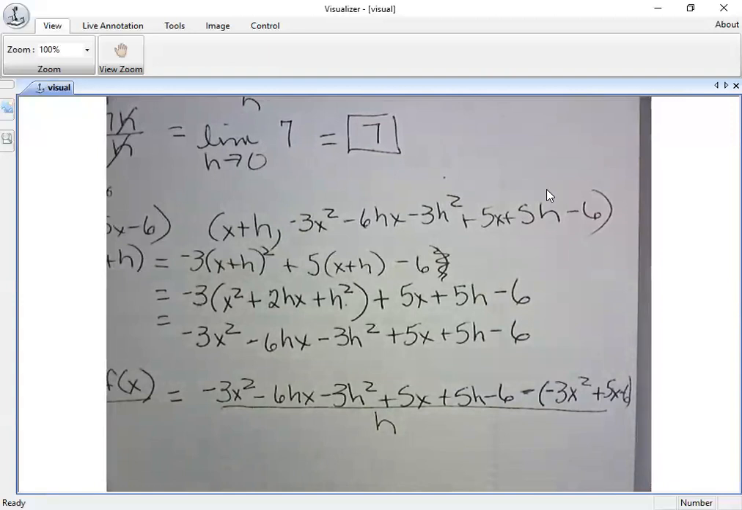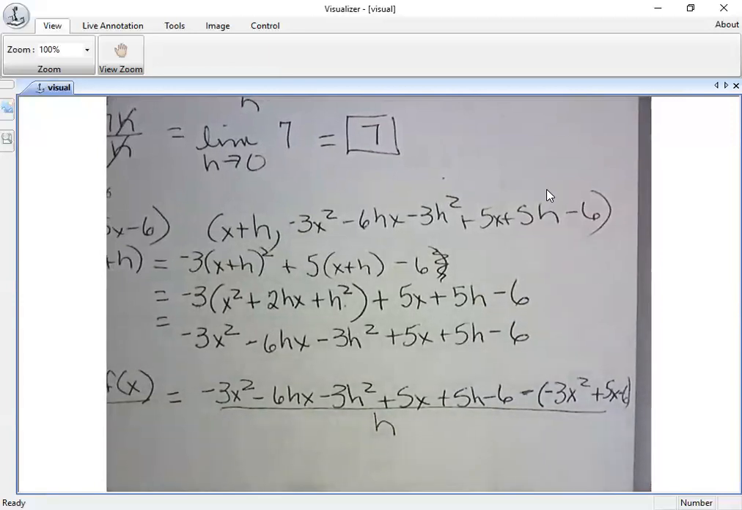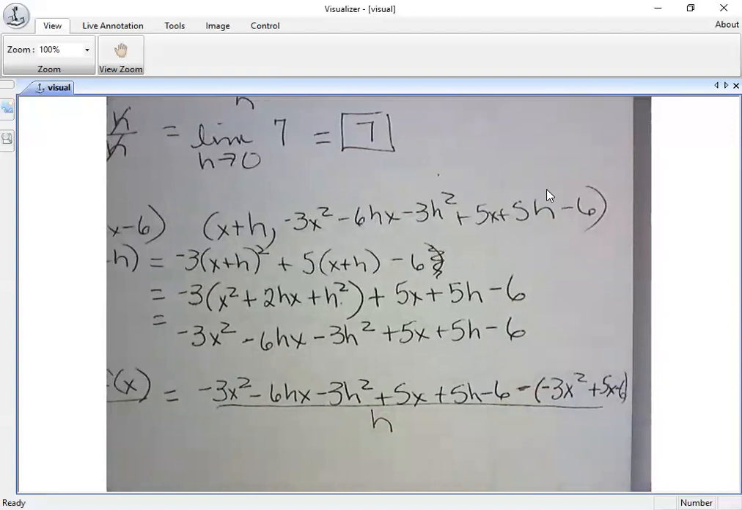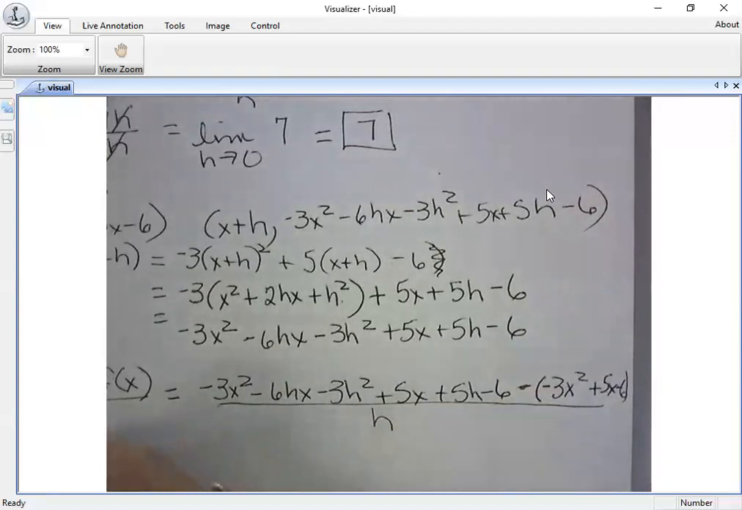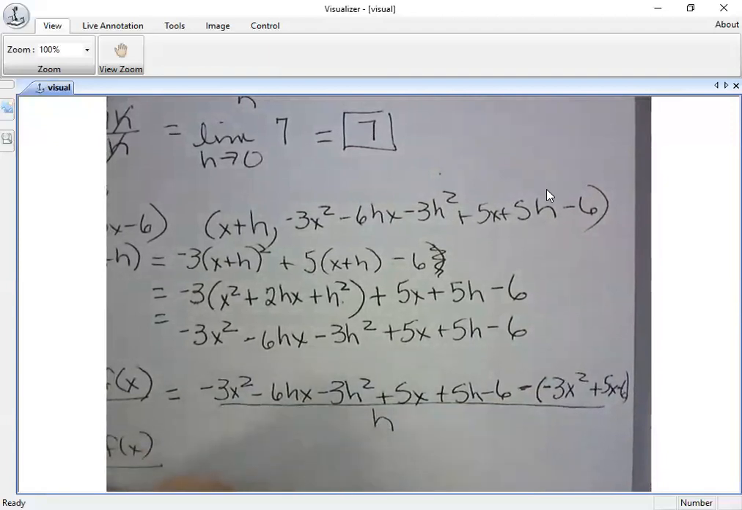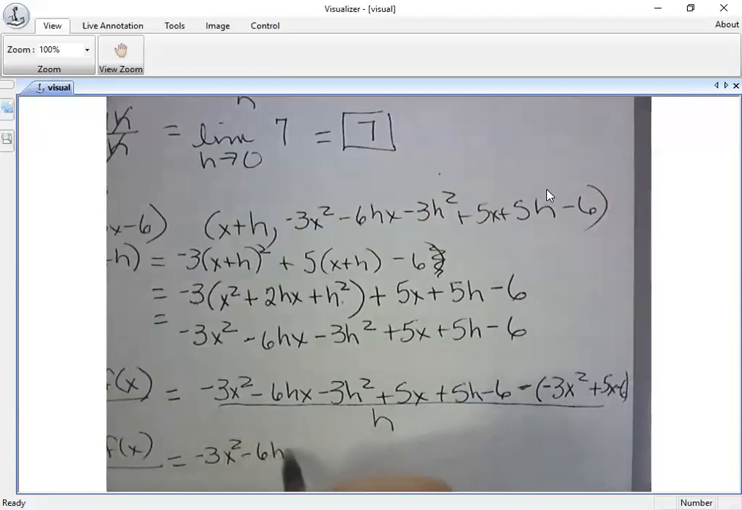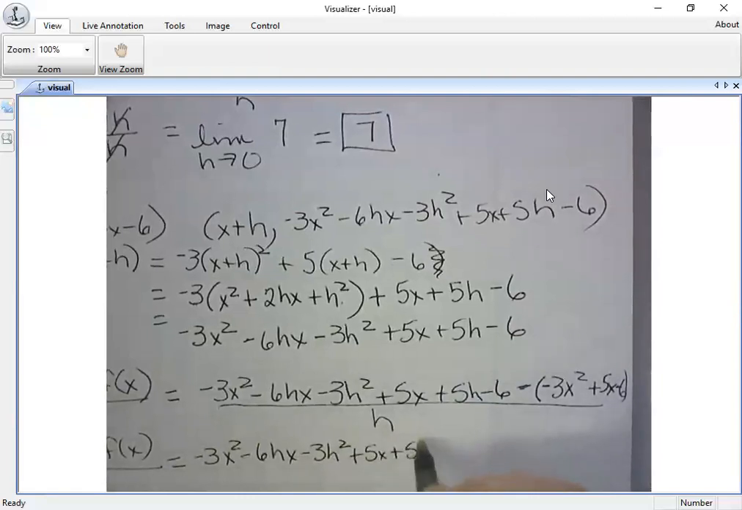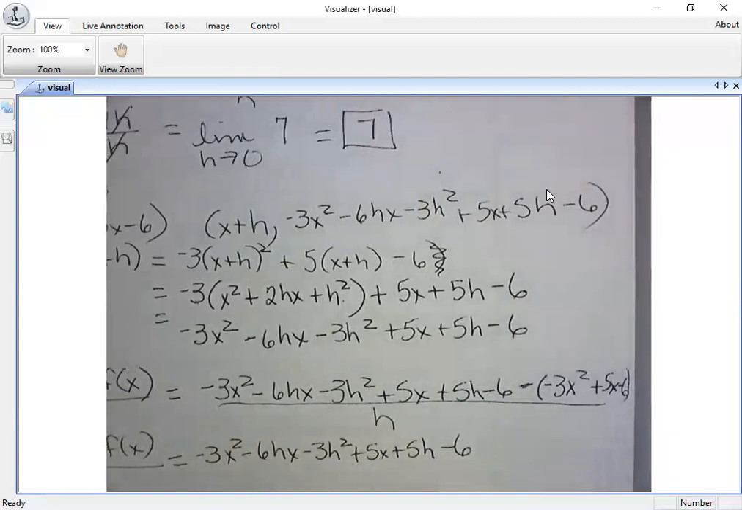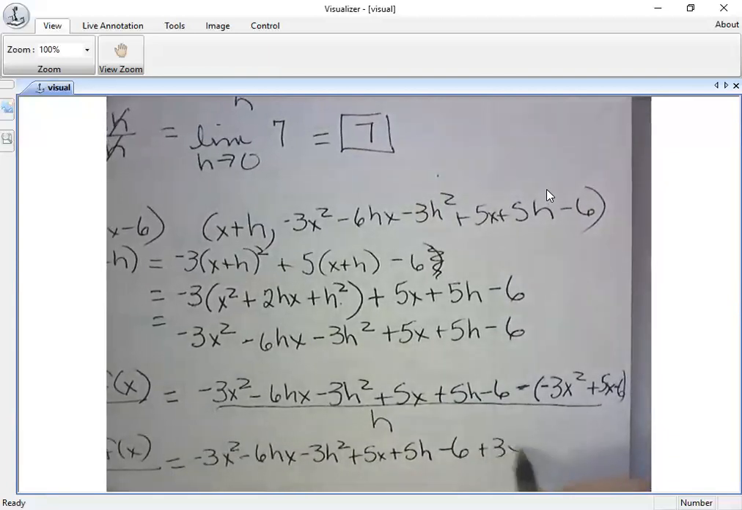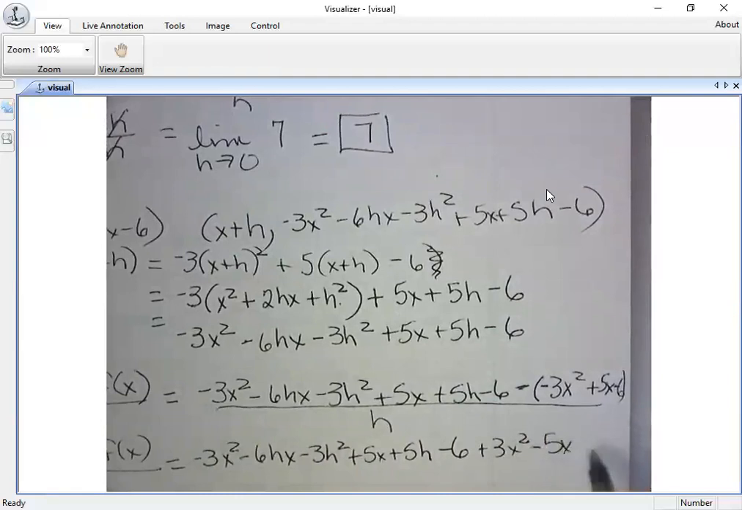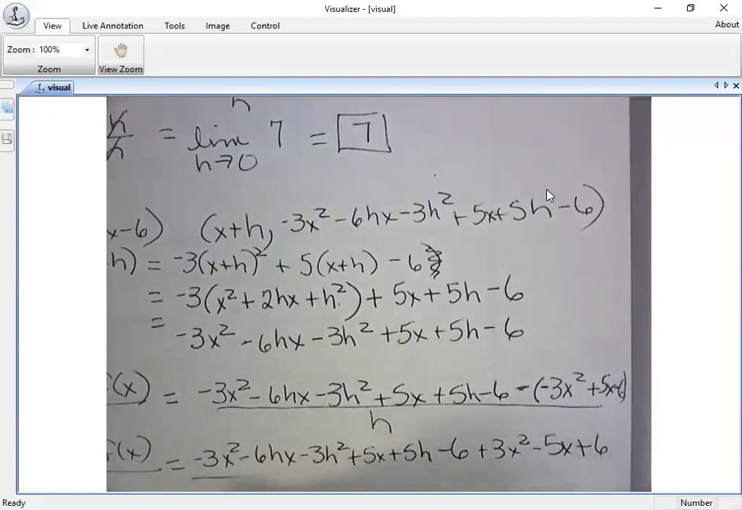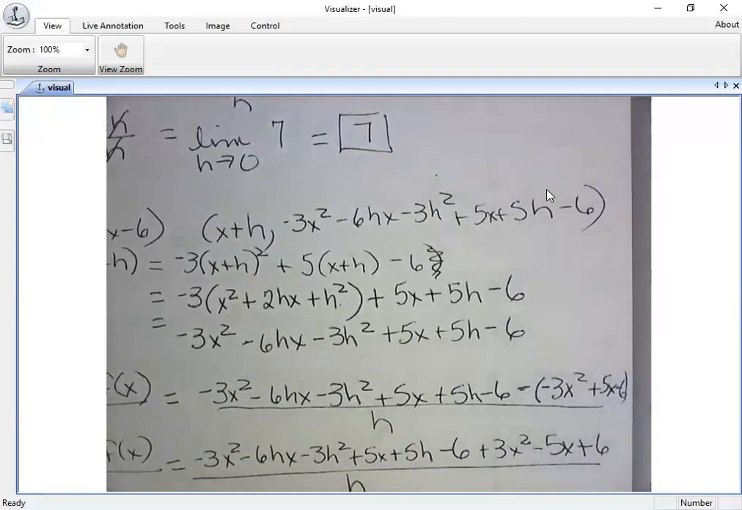What next? Correct. We're going to have to distribute through so we can clean up this numerator. So my f of x plus h minus f of x is now negative 3x squared minus 6hx minus 3h squared plus 5x plus 5h minus 6. Tell me what to write next. Plus 3x squared. And then a plus 6, right? All of that over h.